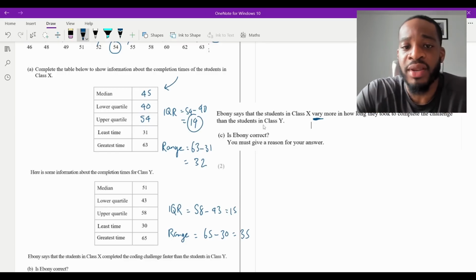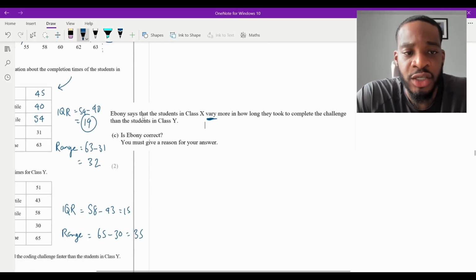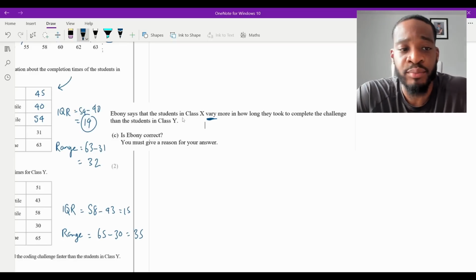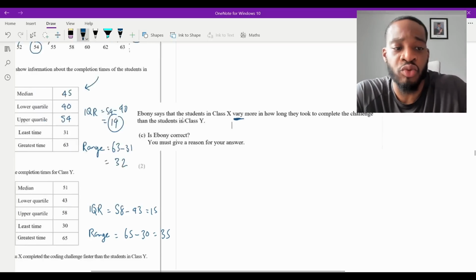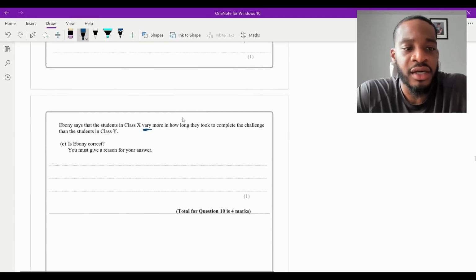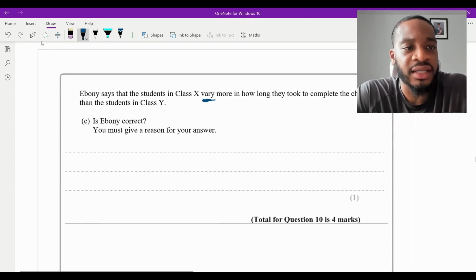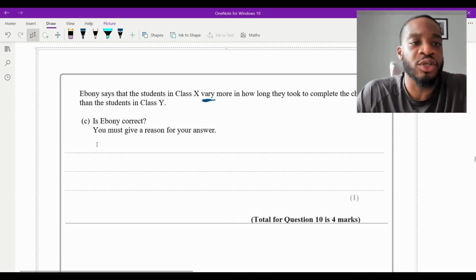So to complete what Ebony was saying, let's just read it again. Ebony says the students in class X vary more. They do not, right? Because the range and interquartile range is smaller. So you're going to just say, I'll do it here. You're going to say Ebony is incorrect. Can I type there? I think I can. No, let me just write.